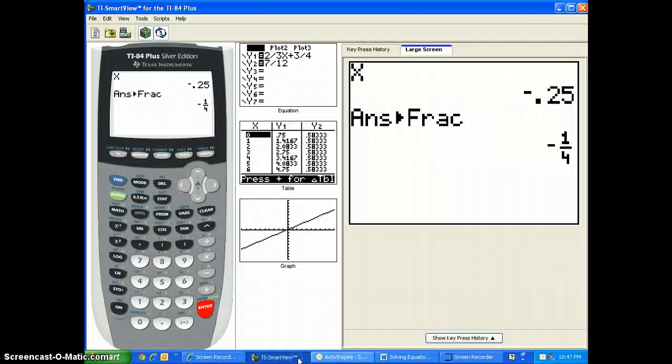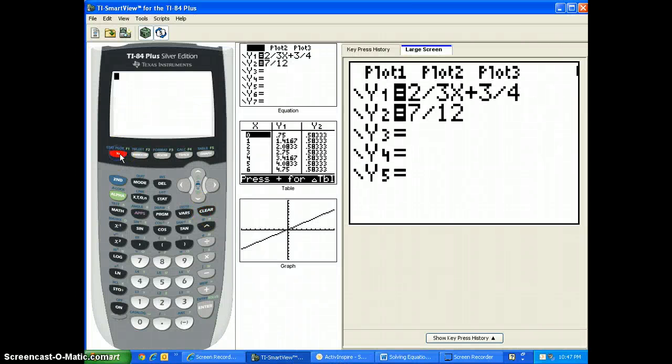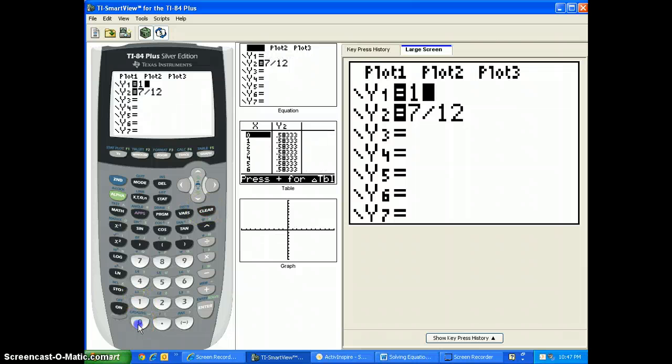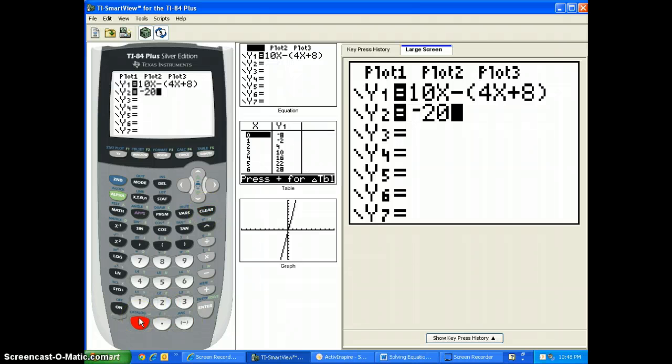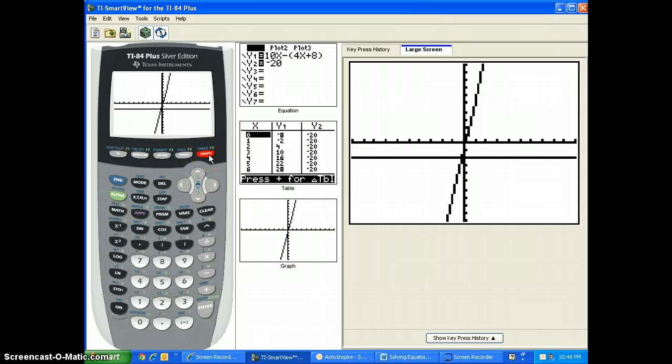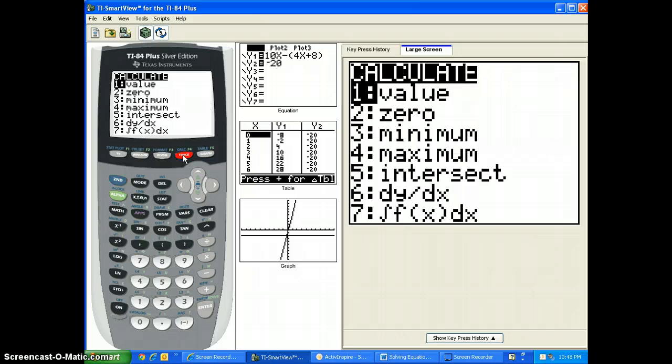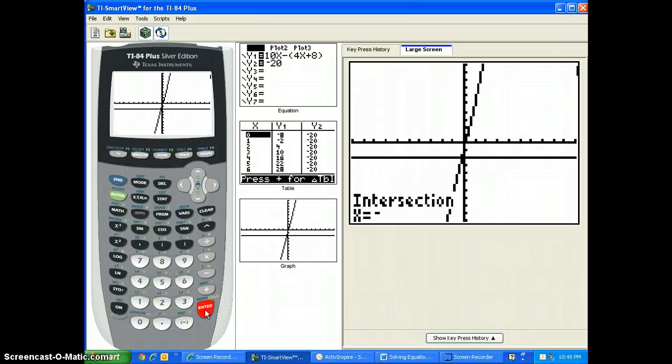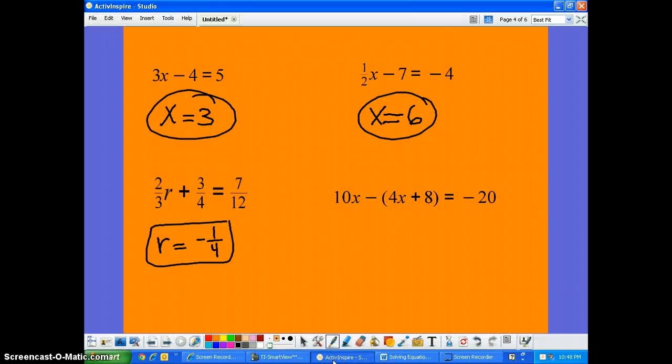Last problem. The graphing calculator again will allow you to type the problem as you see it. So I will type in 10x minus parentheses, 4x plus 8, close parentheses, goes in y1. In y2, I will type in negative 20 and then press graph. Following the same steps, second trace, the number 5, and hit enter 3 times. The point of intersection for this particular problem is x equals negative 2. So on your paper, problem number 4, answer is x equals negative 2. So as you can see, the graphing calculator is a great tool that you can use to help you solve equations.